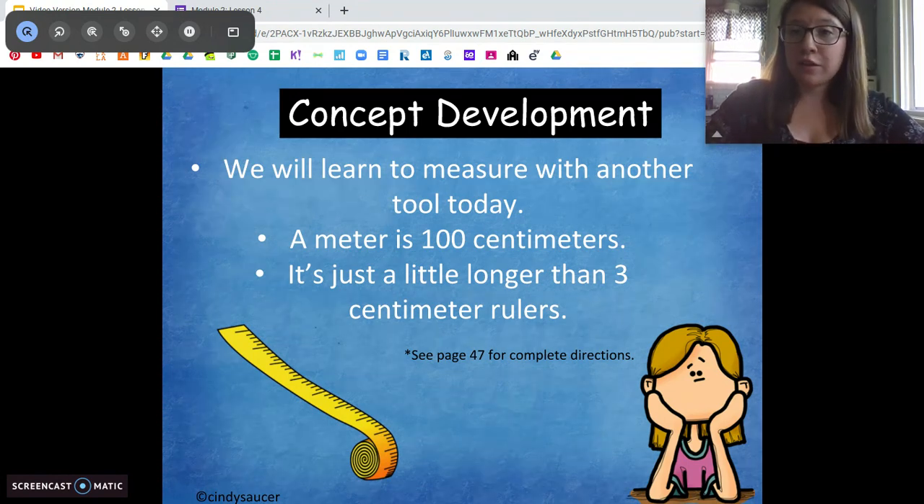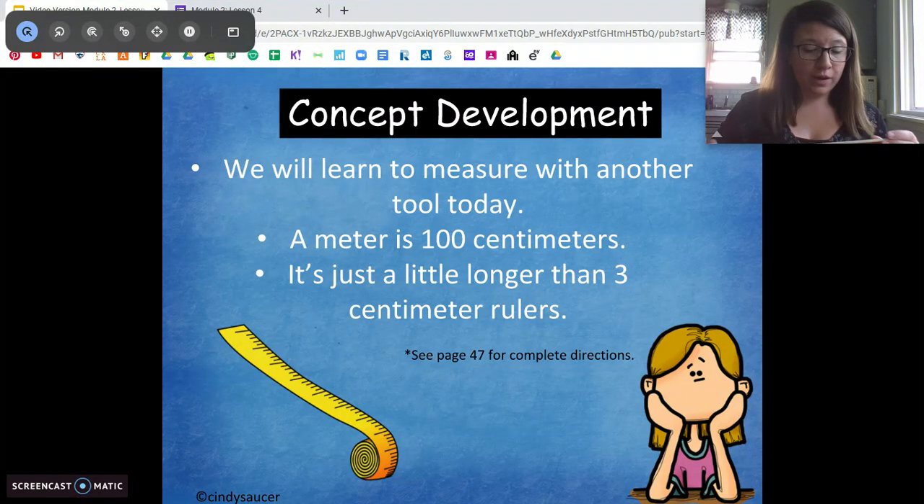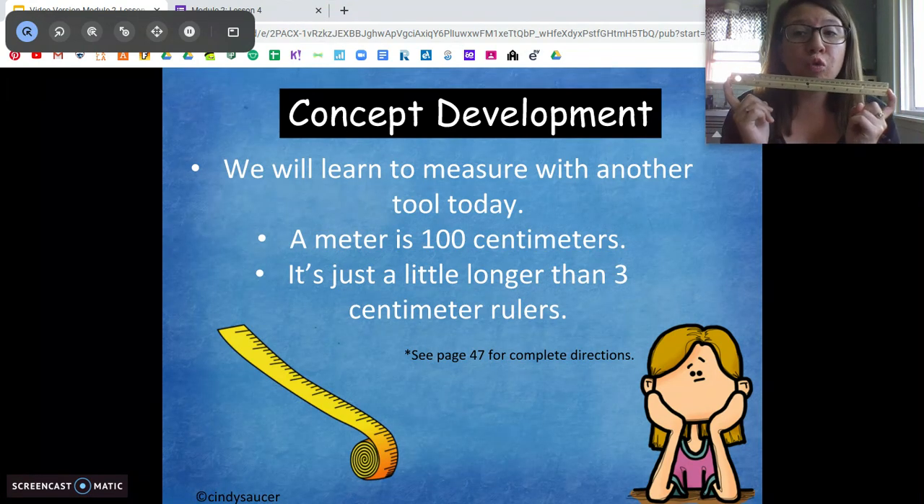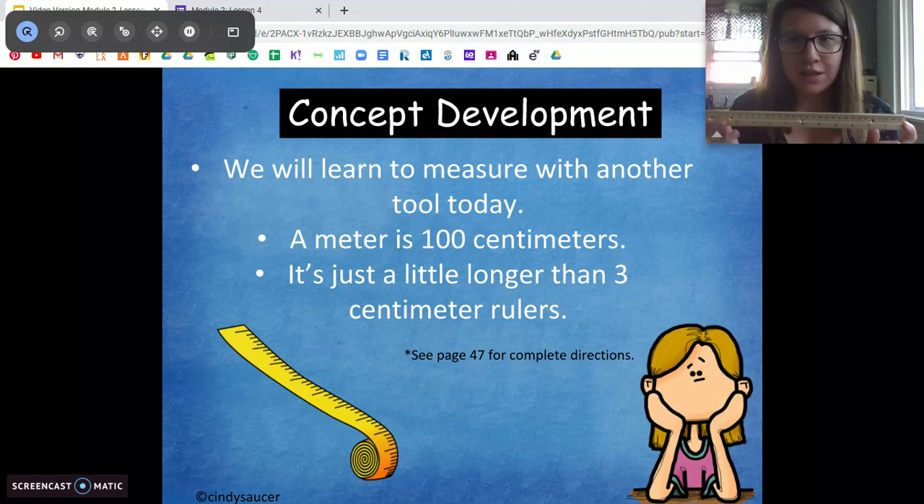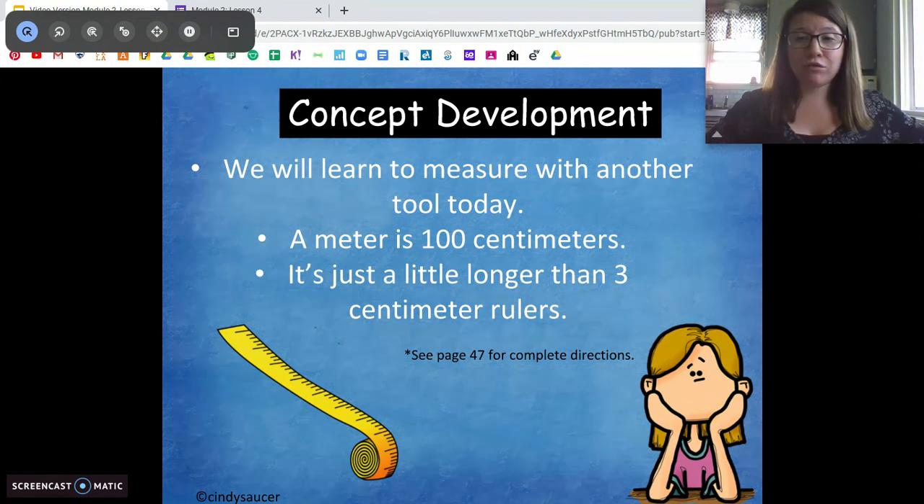Today we're going to learn about another tool of measuring, which is a meter. A meter is 100 centimeters, okay? So on this little ruler right here, I only have 30 centimeters. A meter is about 3 of these plus a little bit more. So it's the length of 3 rulers attached to each other plus a little more. There are 100 centimeters in a meter.